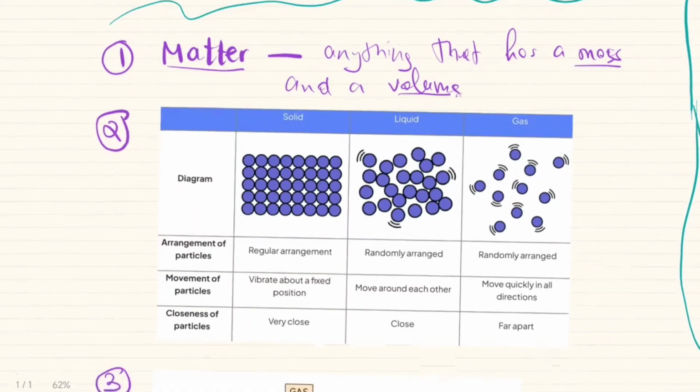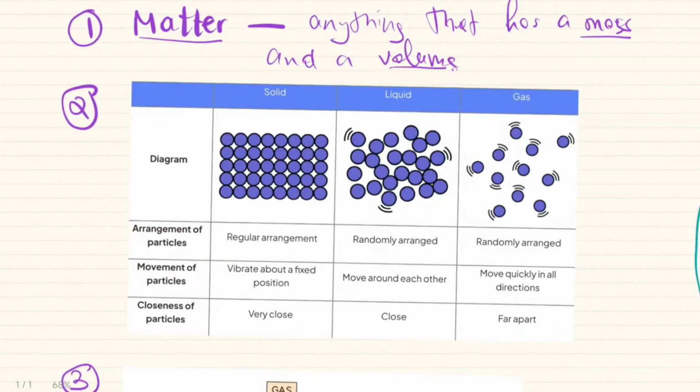So we will go through the second objective, which is about the properties. Here in the first section, which is about the diagrams, you can see the diagrams and arrangements of the particles. Solids are arranged very tightly, and the liquids are arranged a little bit less regularly, and gases have more space around them and they can move freely. So, arrangement of particles: solids have a regular arrangement, and liquids and gases have a random arrangement.